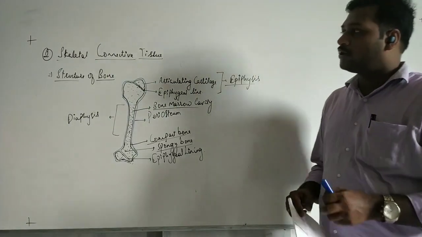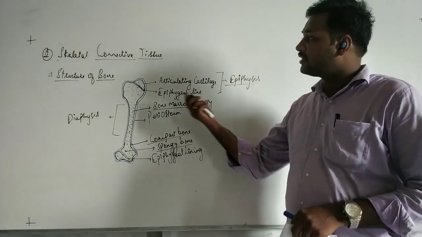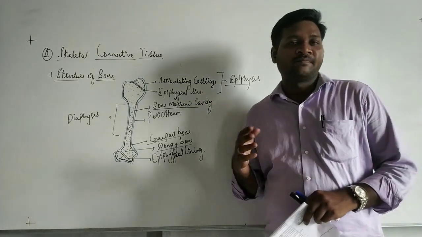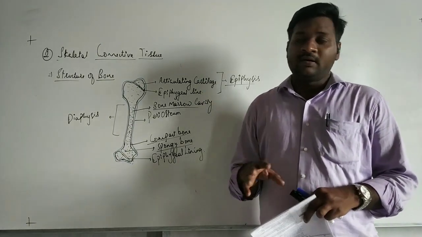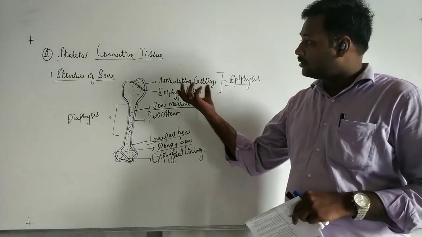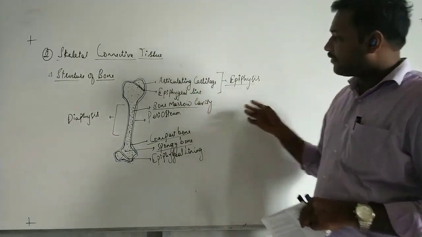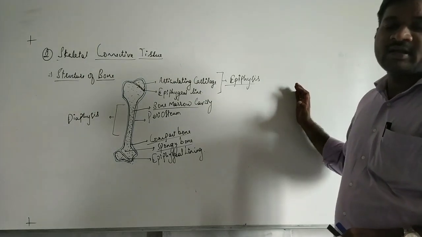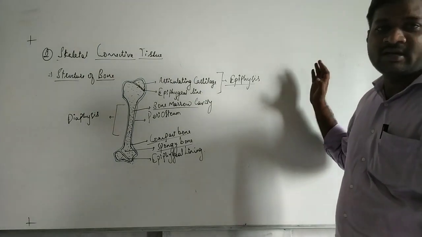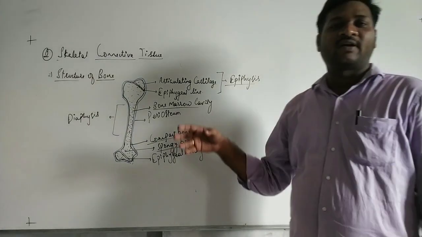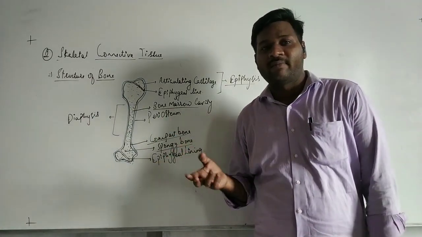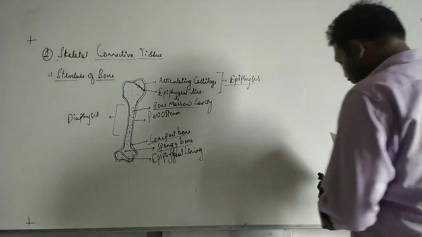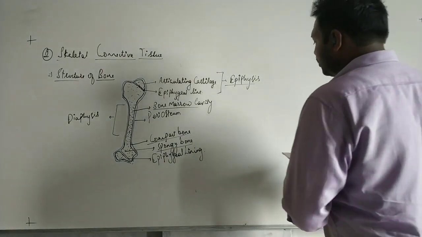So in the previous session we discussed skeletal connective tissue, and we also discussed bone and cartilage. Today we are going to discuss the structure of bone. We have already drawn the structure, and later we will discuss cartilage in detail: the types of cartilage, that is hyaline cartilage, fibrous cartilage, and calcified cartilage. So what is the structure of bone?